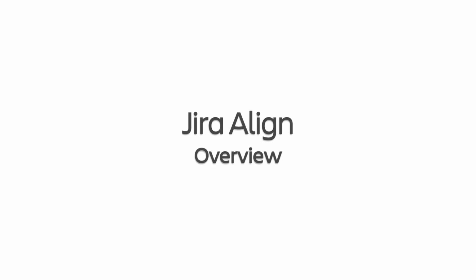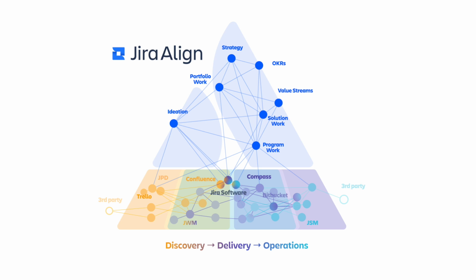Welcome to Atlassian's Jira Align overview. Jira Align is a platform that empowers all teams, regardless if you are an executive team or a software development team. It ensures that your work is visible and connected for increased context and alignment. It makes all work visible.